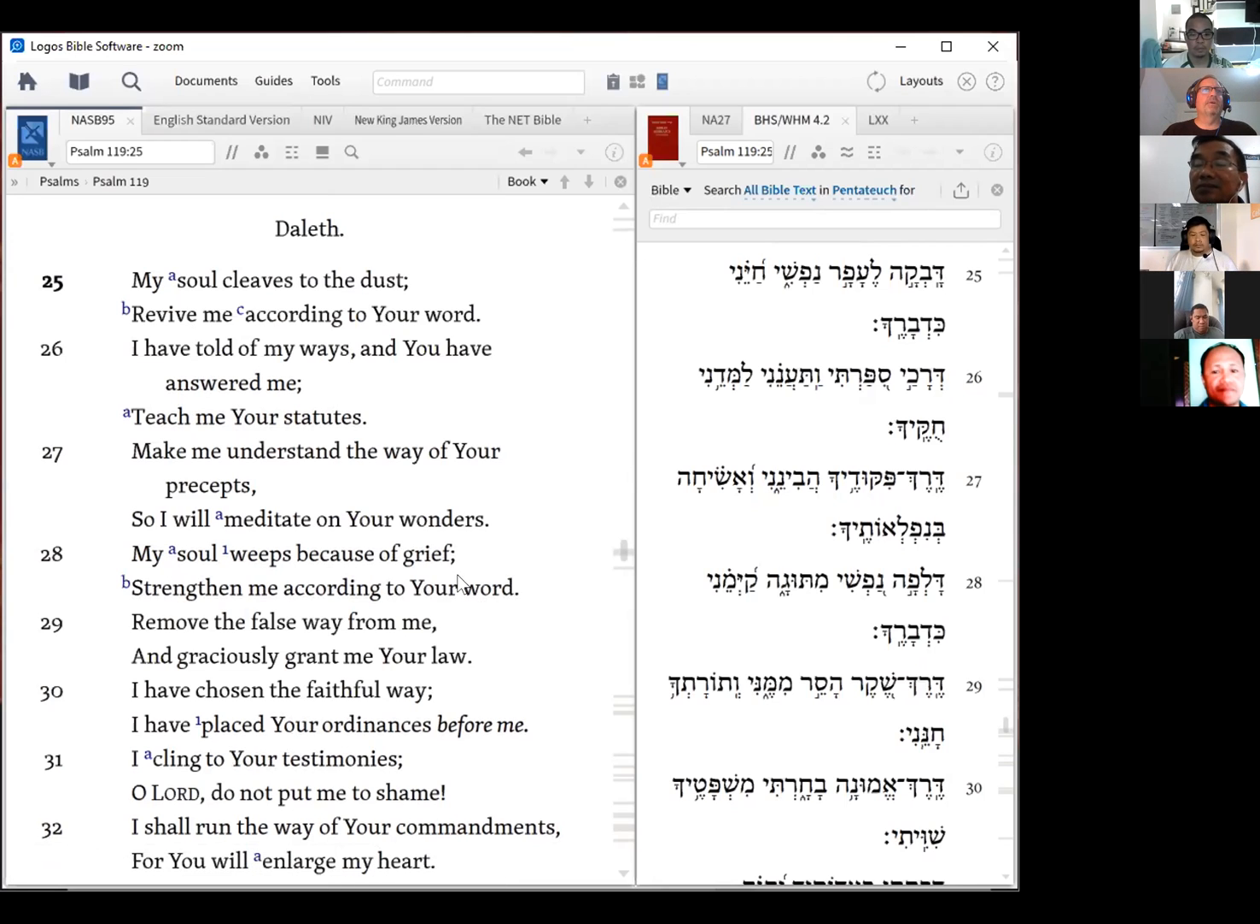Yeah, notice verse 28. It's the same thing. My soul weeps. Strengthen me. So the reason that he has to be strengthened is because his soul weeps. So I might say the developmental is verse 1 actually develops verse 2, or line 1 develops line 2, because line 1 gives the reason for line 2.